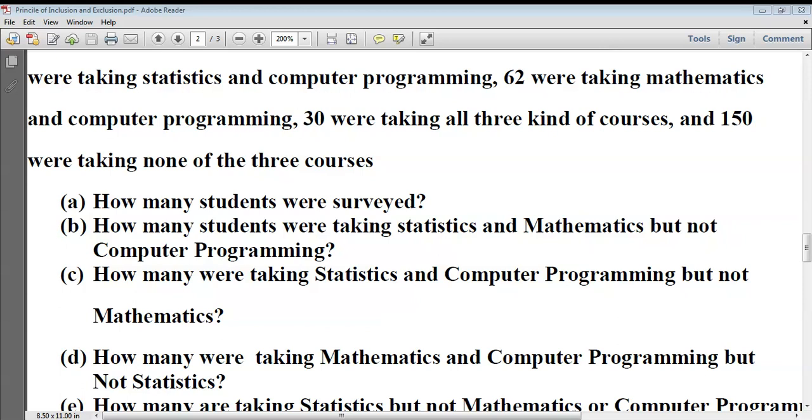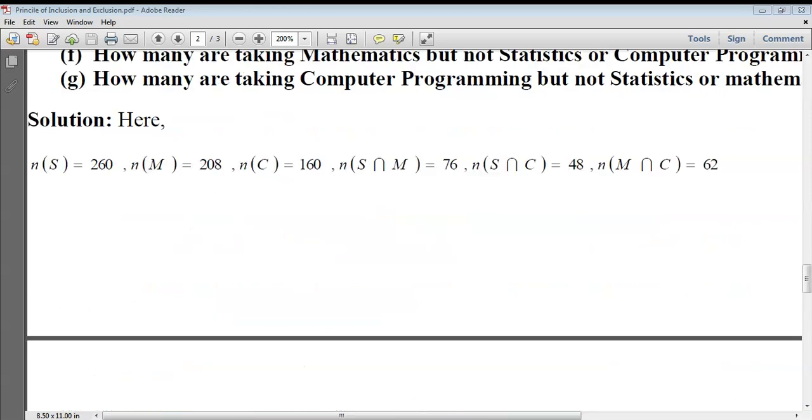So how many students are there in the survey? The second question is how many students are taking stat and maths but not computer programming. The third question is asking how many students are taking stat and computer programming but not mathematics. And the next question is asking how many students are taking maths and computer programming but not statistics. And the next question is how many are taking stat but not mathematics and computer programming. So the next question is how many are taking only maths but not stat and computer programming, and the last question is how many are taking computer programming but not stat and maths.